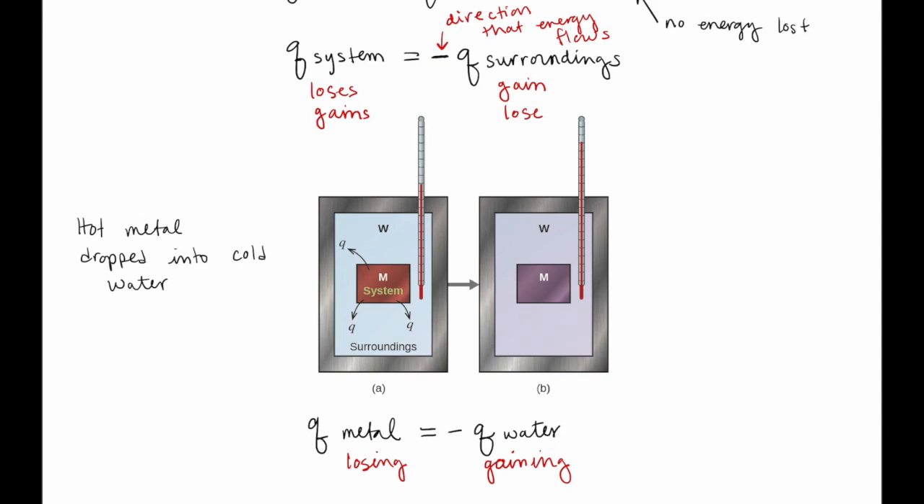Okay. So I'm going to stop the video at this point, but we're going to do some examples where we look at calorimetry and how we can use calorimetry to actually determine a number for the energy that's been transferred.